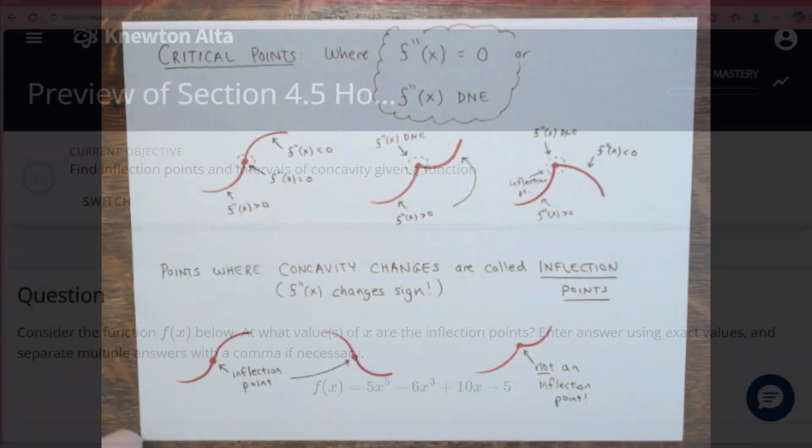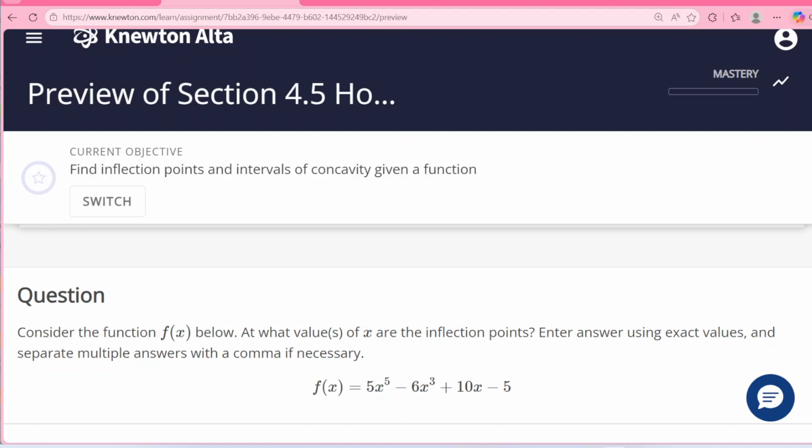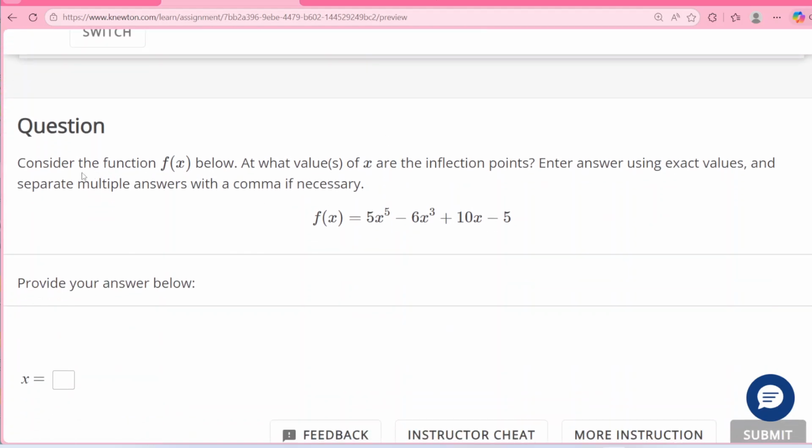So back to our questions, right? Now that I've at least brought out what these things are, how to determine concavity, and find inflection points, that's this first objective I'm looking at here. Find inflection points and intervals of concavity given a function. So here we're asked to consider the function f of x below, some polynomial function here.